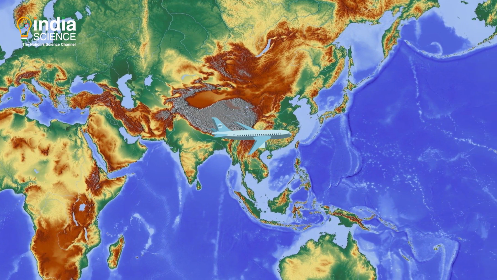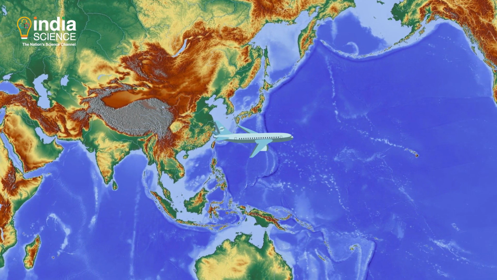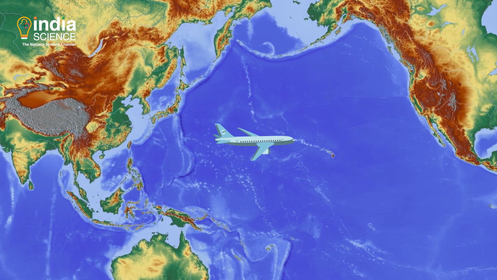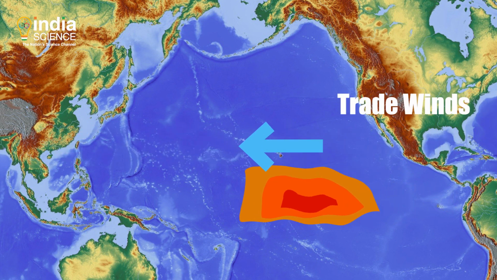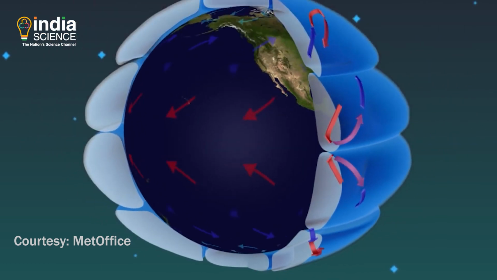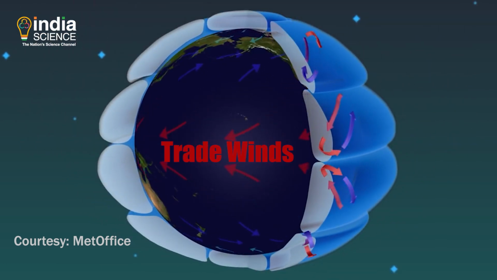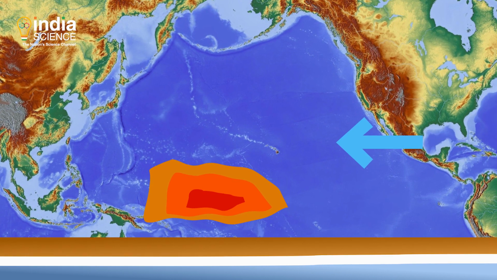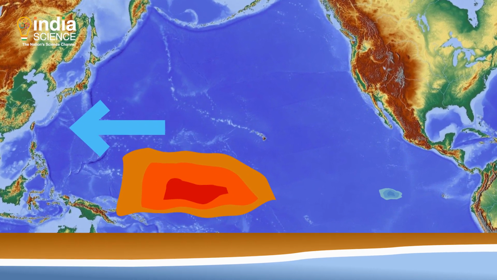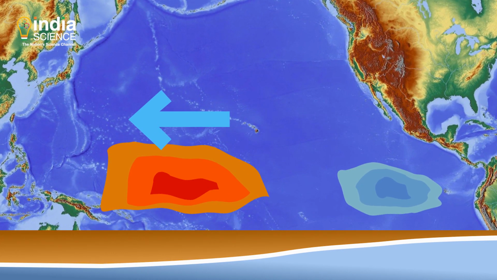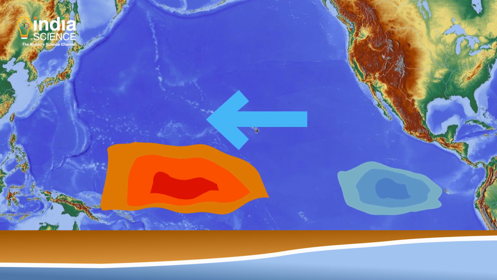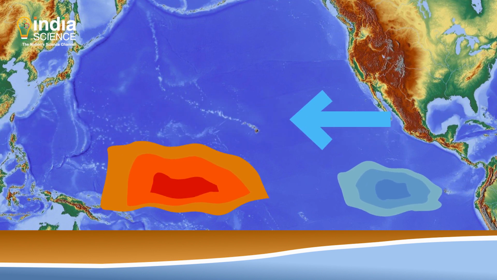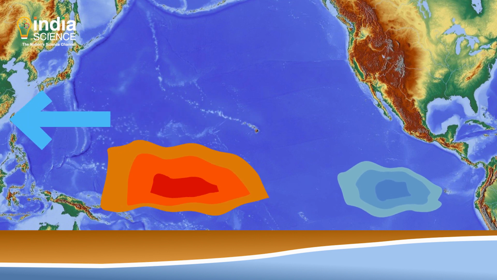Now, let's fly to the Pacific and understand the situation there. During a normal summer in the Pacific, the water of the eastern Pacific heats up. This heated or warm water shifts towards the west with the help of the trade winds. Trade winds are winds that blow west along the equator. Now, to replace that warm water in the east, cold water rises from the depths. This shift makes the western Pacific warmer than the eastern Pacific.